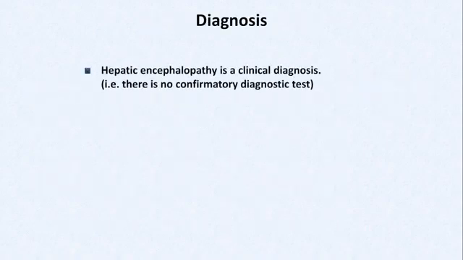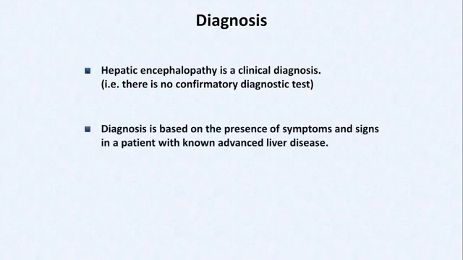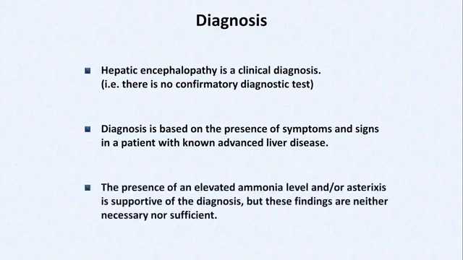How does one diagnose hepatic encephalopathy? Well, it's a clinical diagnosis, which means that there is no confirmatory diagnostic test. Instead, diagnosis is based on the presence of consistent symptoms and signs in a patient with known advanced liver disease and in whom other alternative diagnoses have been ruled out. While the presence of an elevated ammonia level and/or asterixis is supportive of the diagnosis, neither of these findings are necessary nor sufficient.